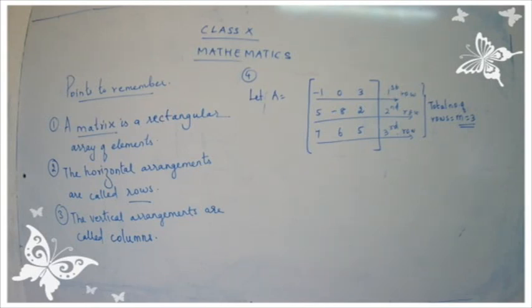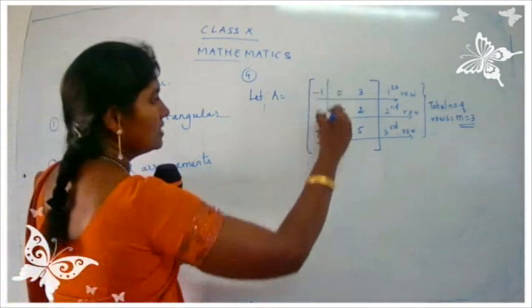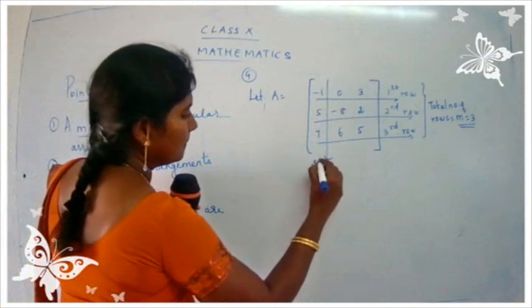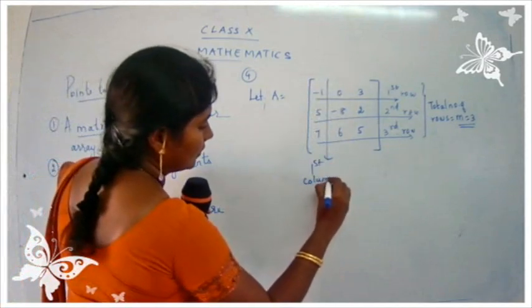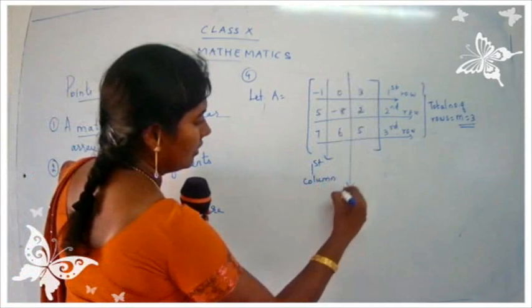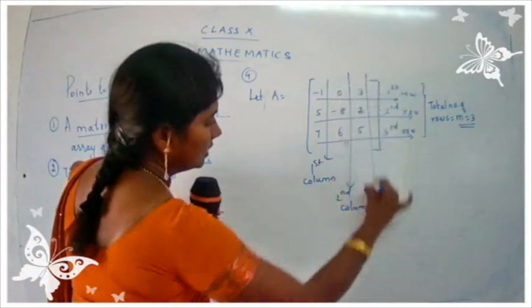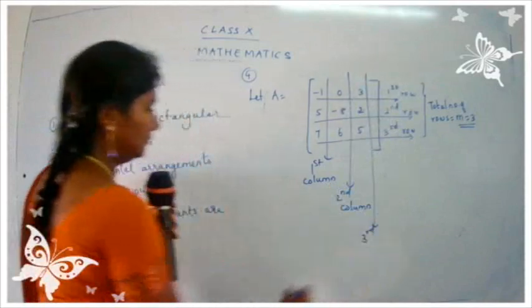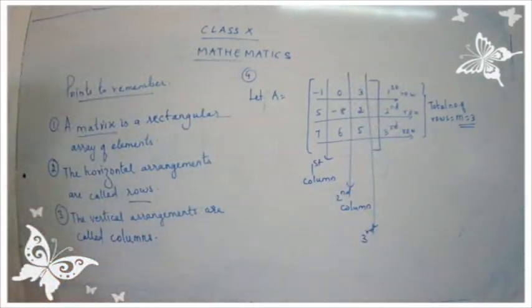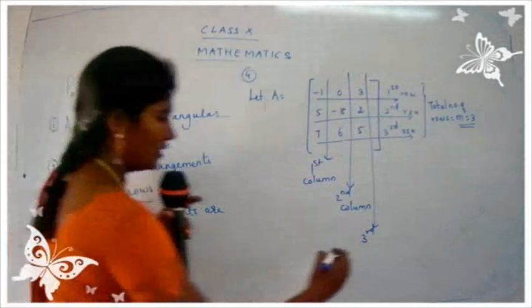Okay, now what are you going to do? You are going to draw the line below. So let us draw a line. So this is the first column. Second column. Third column. First column, second column, third column.